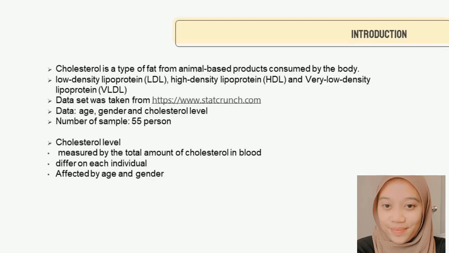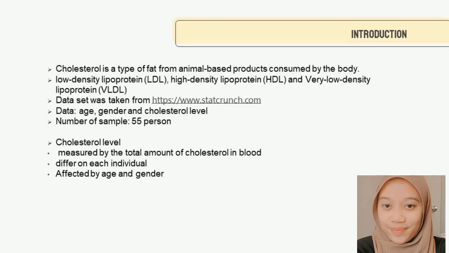The number of samples of the data is 55. Age in unit year is the independent variable, while cholesterol level in the unit mg/dl is the dependent variable in this data. In general, cholesterol level is a measure of the total amount of cholesterol in human blood. The normal cholesterol level is different for everyone depending on some factor. How did age affect the cholesterol level in an individual?